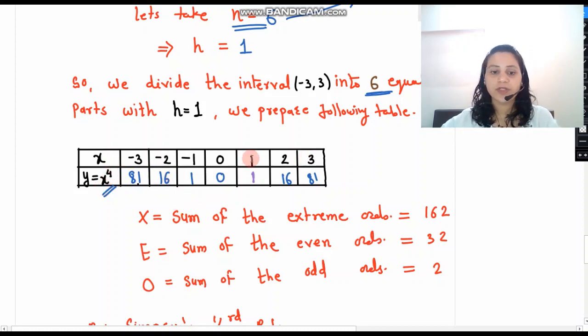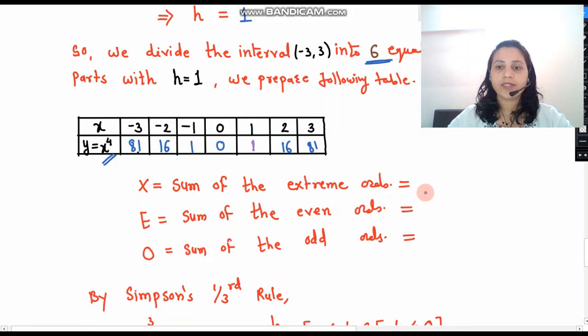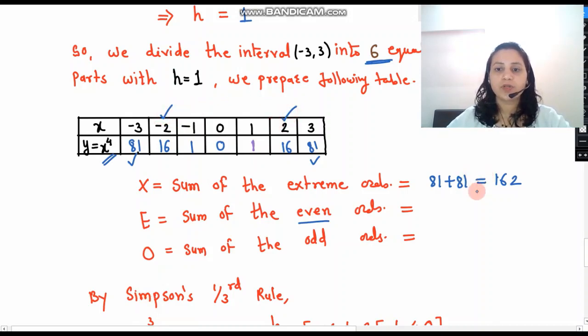Now we are going to find out the values of x, e and o. So let's find out x first. So x is equal to the sum of extreme ordinates. Extreme means the first and last ordinate, right? So 81 plus 81, which is equal to 162. Now E is nothing but the sum of even ordinates. Even means here minus 2 and 2, right? So the corresponding values 16 plus 16, which is equal to 32, and O means the sum of odd ordinates, means minus 1 and 1, right? So that means 1 plus 1, which is equal to 2.